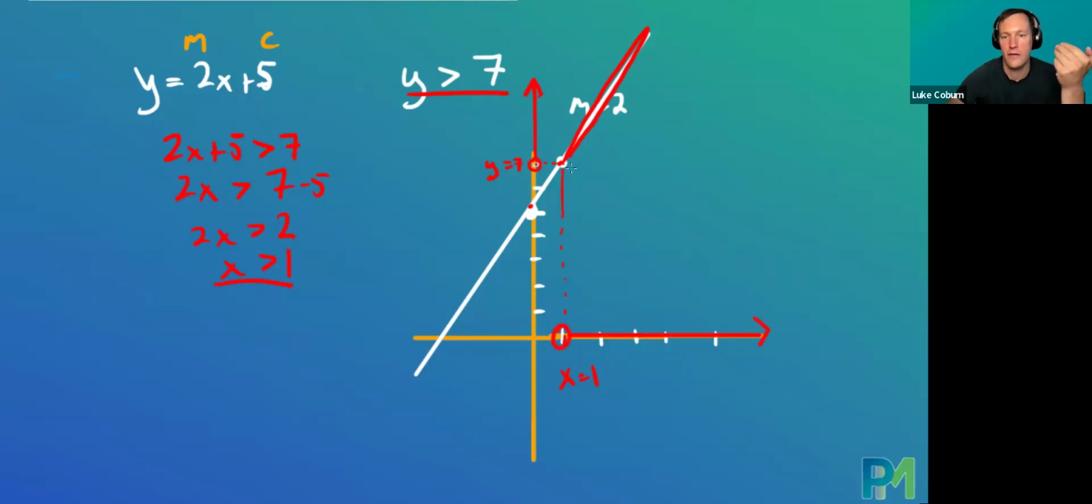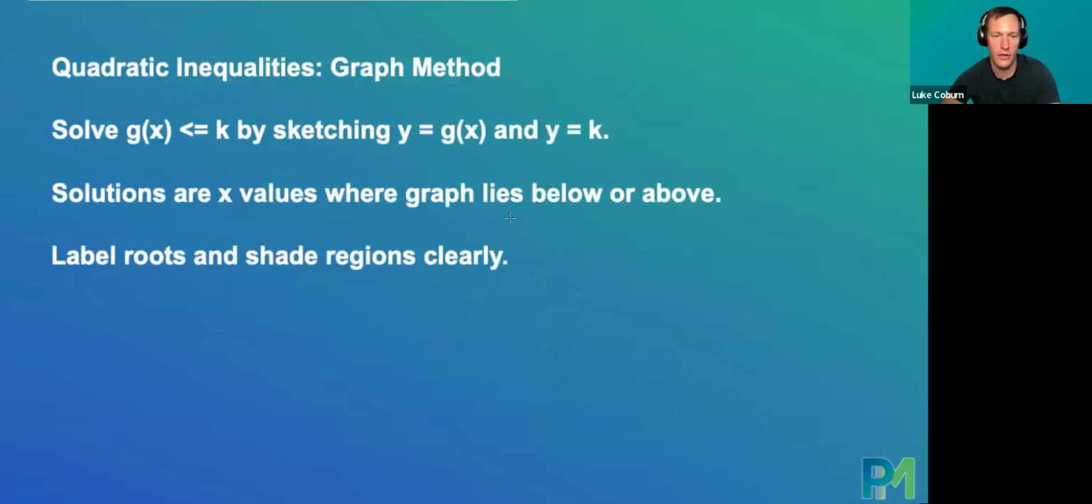So you can see this way of looking at it with a graph, that when x is greater than 1, then that means that y is greater than 7. If x was equal to 1, that's when y is equal to 7. So we can solve it algebraically like so, or else we can understand this graphically, which will be important when we go to look at quadratics. This is what this slide is saying.